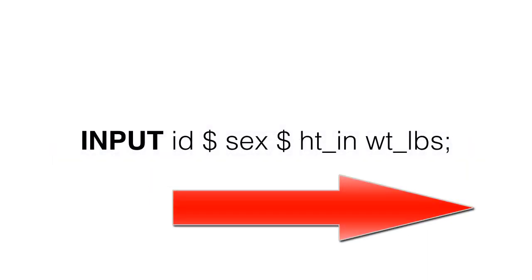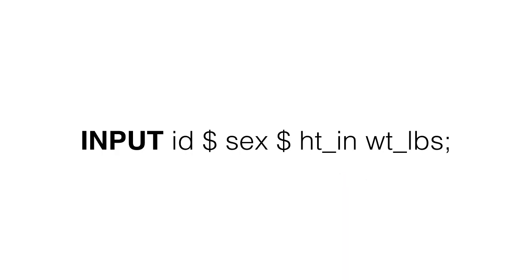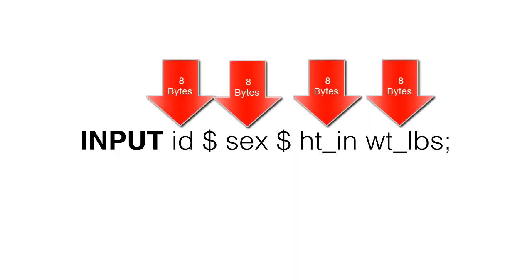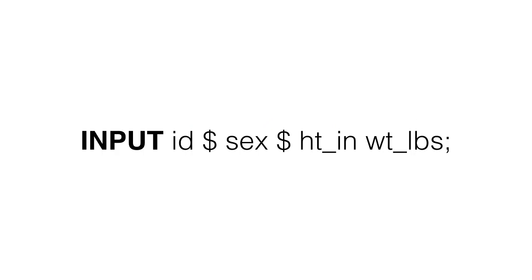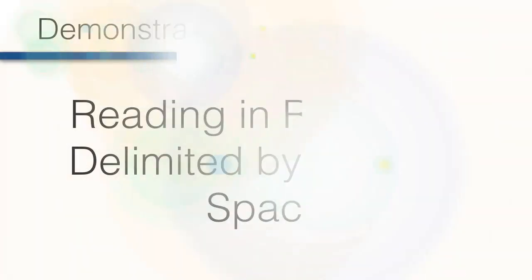You specify the variables in the order that they appear in the raw data file, from left to right. You specify a $ sign behind any variable you want to create as a character variable. By default, SAS creates each variable that you list with a length of 8 bytes, regardless of whether it's a character or a numeric variable. If the data step doesn't contain any other statements that create variables, SAS stores variables in the new dataset in the same order and case that you specify in the input statement.